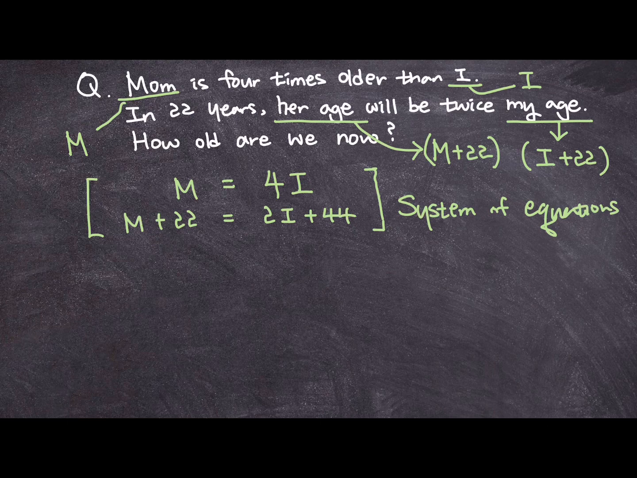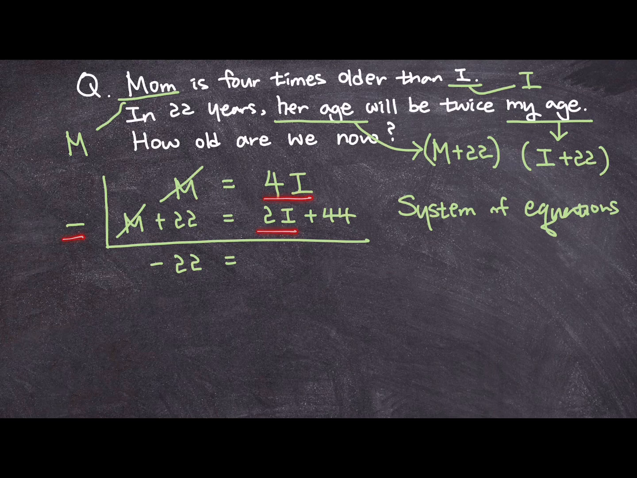How can I do this? Well, since I have 1m right here and 1m right here, why don't I just subtract the second equation from the first one? That way I can get rid of the variable m completely and end up with negative 22 on the left side of the equation. And on the right side of the equation, I have 4i minus 2i, which is equal to 2i, minus 44.